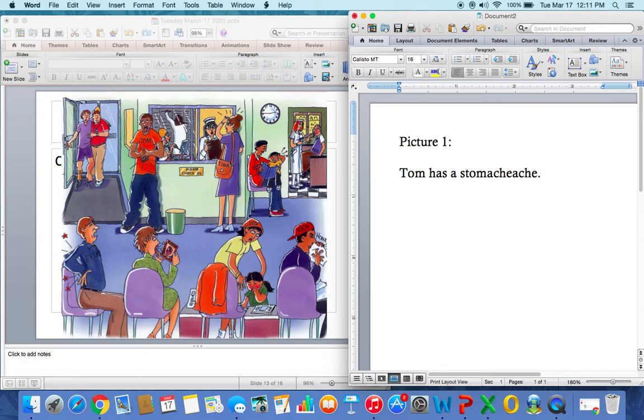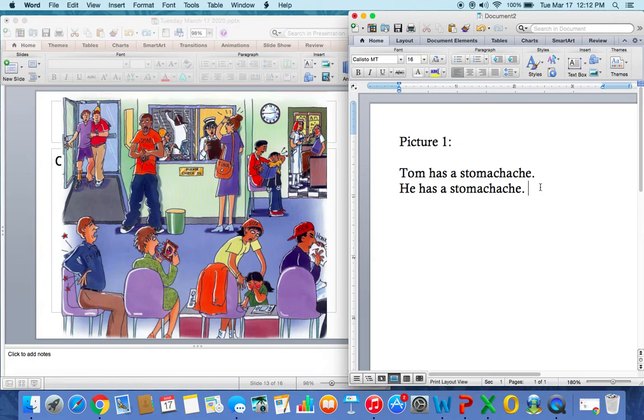Stomach ache. It looks like it's a ch sound because it's a C and an H, but it's actually a k sound. So stomach ache. Tom has a stomach ache. If you did not know his name, you could also have written, he has a stomach ache. I also noticed that we don't need this E. So that is the correct spelling of stomach ache.